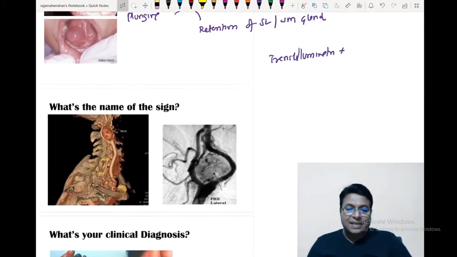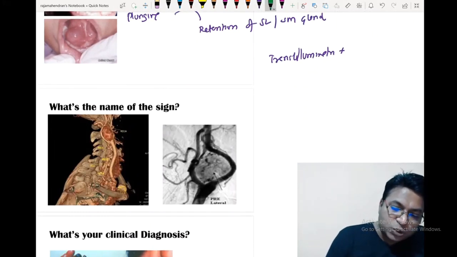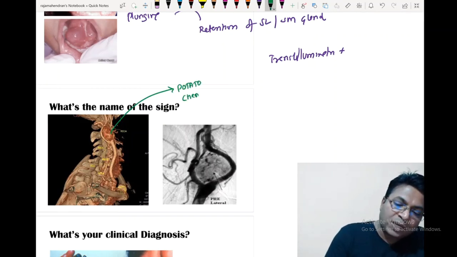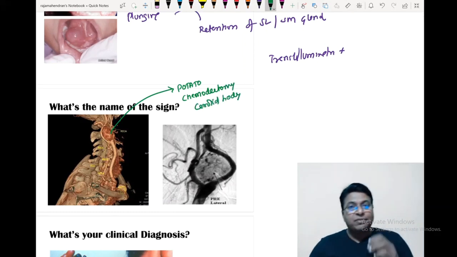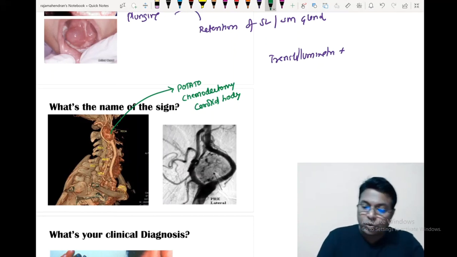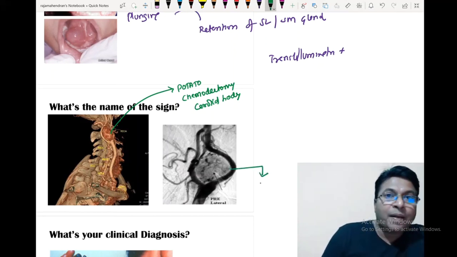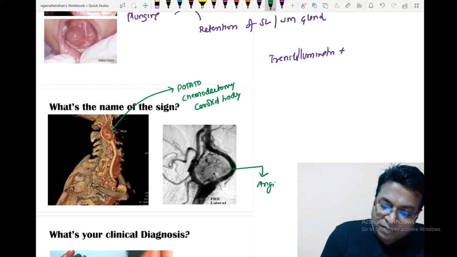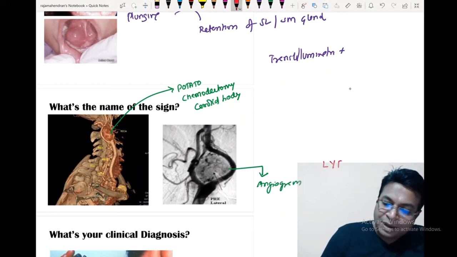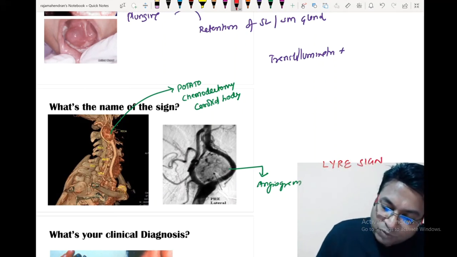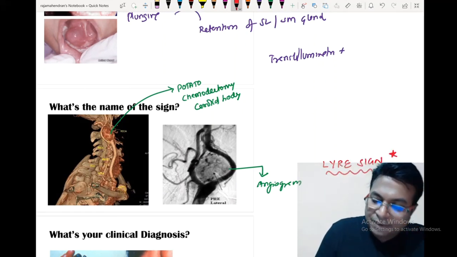This picture is a classical FMG question. You can see a mass in the neck. It is a potato tumor, known as chemodectoma, also known as carotid body tumor. It is very common in middle-aged females living in high altitudes. You are seeing a sign here on angiogram. What is the name of this sign? This sign is known as Lyre sign. Please don't forget this sign is Lyre sign.